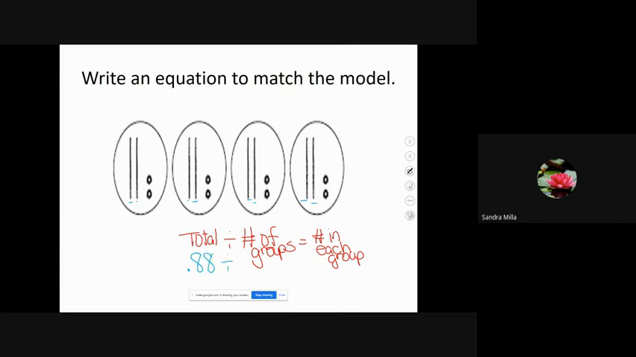I have 2, 4, 6, 8 hundredths. And that is going to get divided by my number of groups. Let me count my circles: 1, 2, 3, 4. And my number in each group, the amount in one group, I have 2 tenths and 2 hundredths, which would be 22 hundredths. So my equation will be 88 hundredths divided by 4 gives you 22 hundredths.